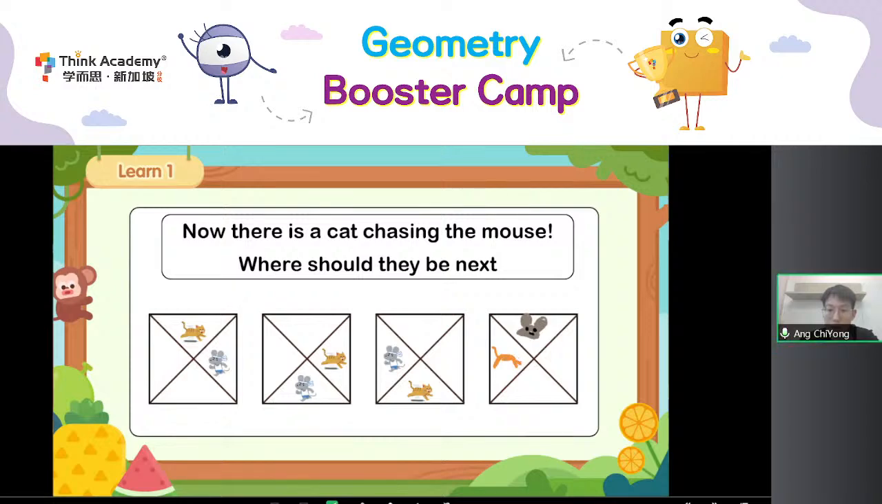Now it would be. I try my best. This one is a cat, right? I hope you guys can tell. It's not a tiger, it's a cat.